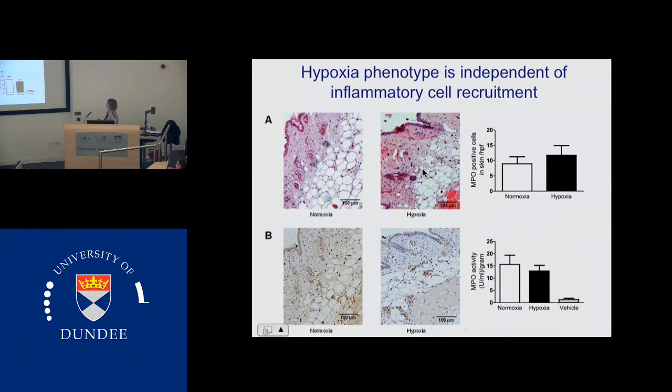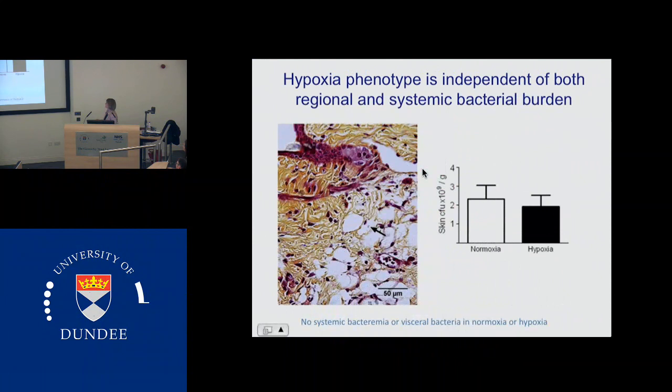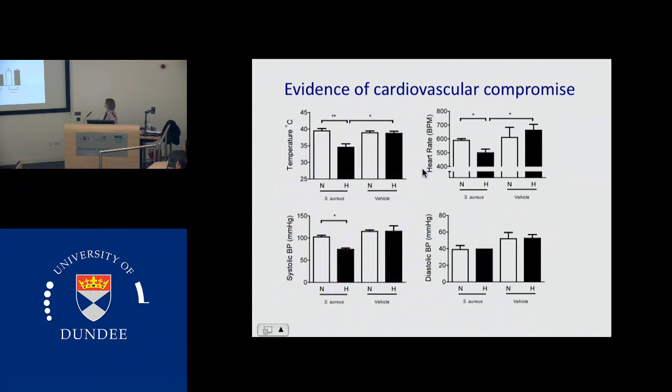So the first thing we thought was, well, maybe we massively upregulate the inflammatory response by making the mouse hypoxic, and it turned out it made no difference at all to the number of neutrophils that we could identify in the skin. It also made no difference at all to the numbers of bacteria, either in the tissue or in the blood, so we weren't affecting the rate at which the bacteria divide.